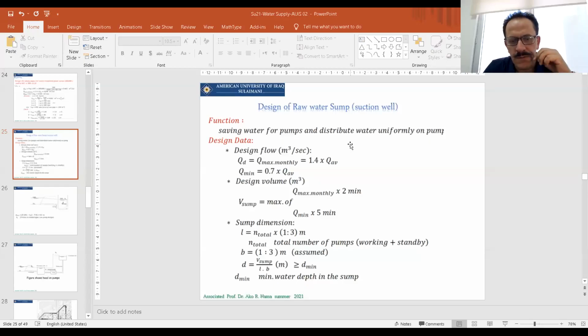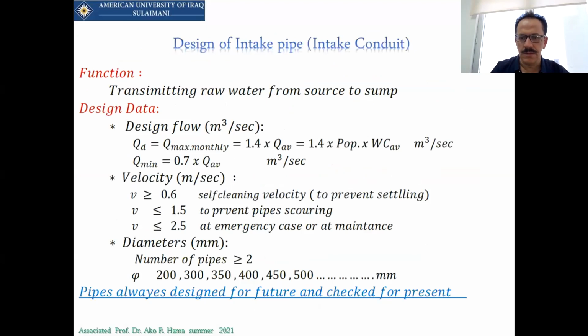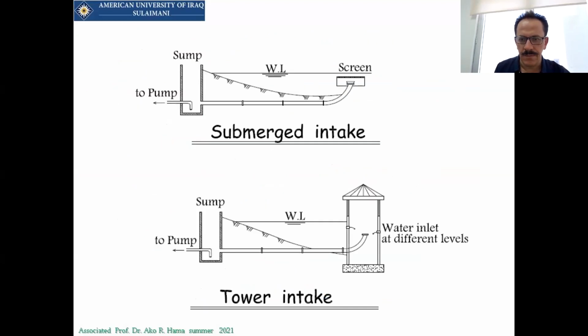The second part of this lecture is: what about the sump tank? What I mean by the sump tank is this one. This is the intake. This is the screen, and these are the pipes. We have N number of pipes, and the diameter of each one is 5.